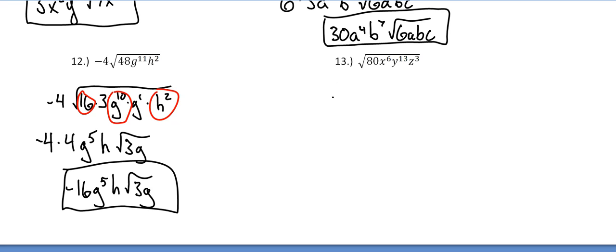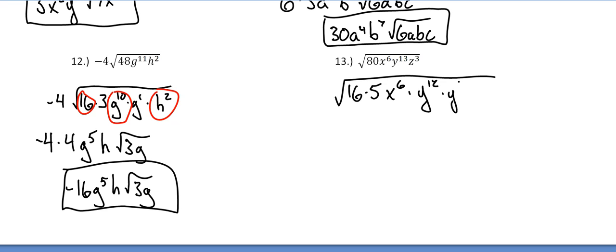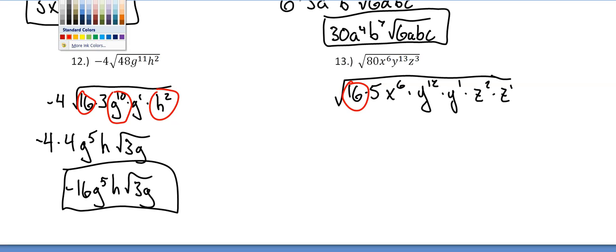Next one, same kind of thing. I'm going to break it down. The 80, that's 16 times 5. x to the 6th is already divisible. Y to the 13th closest without going over is a 12. Z to the 3rd closest without going over is a 2. And now I start taking the square root. Square root of 16 is a 4.